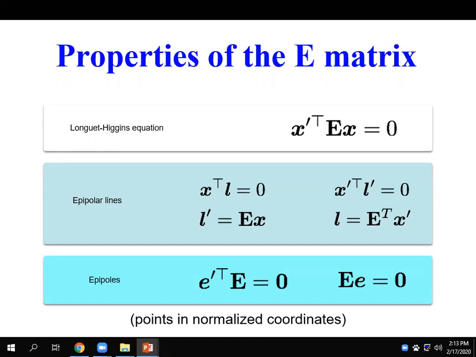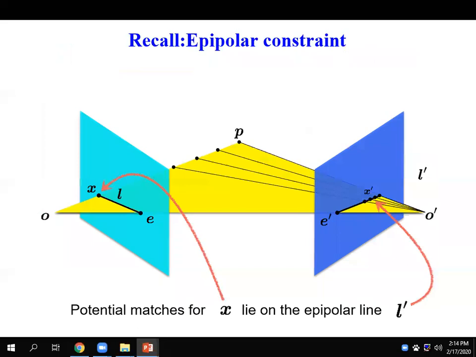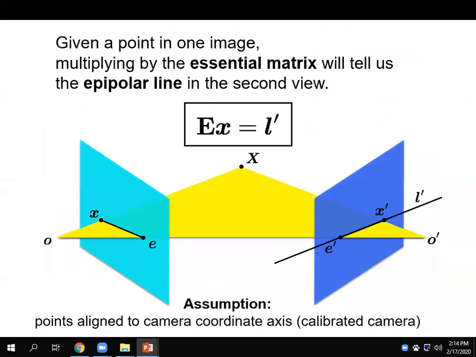Okay, so these are points in normalized coordinates. Now I have assumed that I have two calibrated cameras, where I know the origin of the left and the origin of the right, and it is calibrated. I know how this is related to that. In order to go from here to there, I have to translate and then rotate, or do these multiplications and so on. E multiplied by X is equal to L dash, and the points are aligned to the camera coordinate axes, which is called a calibrated camera. We know all of these things.